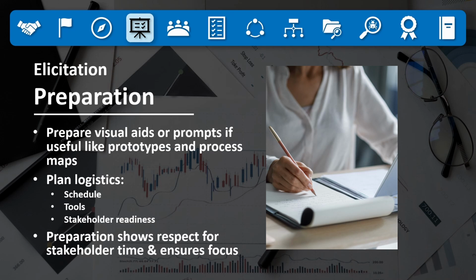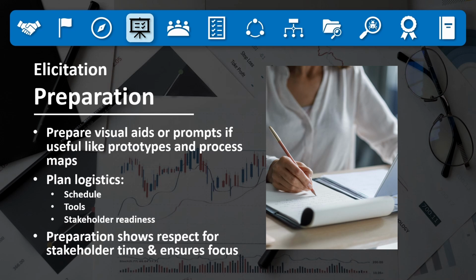Logistics are just as important. Scheduling sessions at a convenient time, ensuring the right tools or platforms are in place, and confirming stakeholder readiness all contribute to a productive outcome. I've seen projects where a lack of preparation, for example, inviting stakeholders without explaining the purpose of the meeting, led to frustration and disengagement that was hard to recover from.